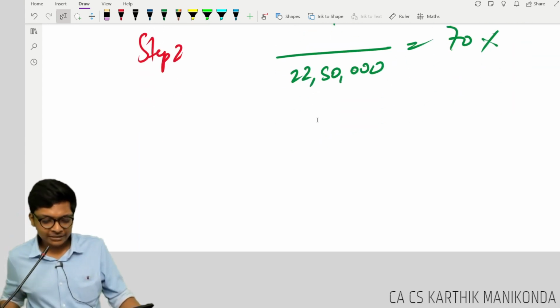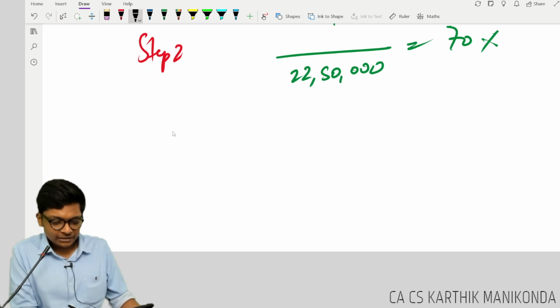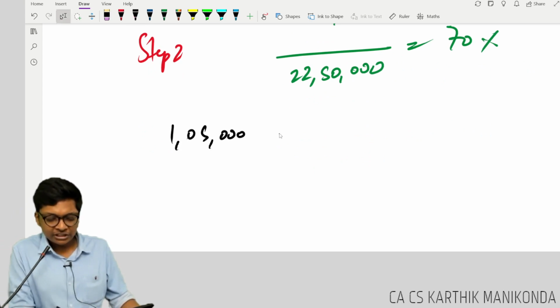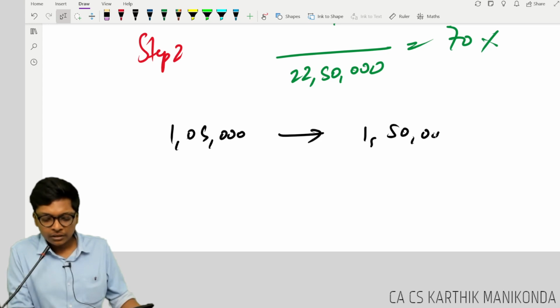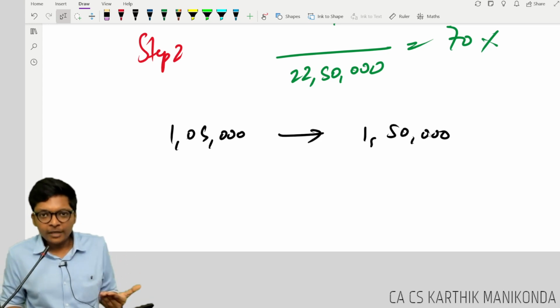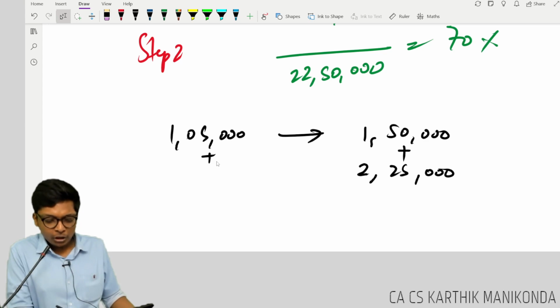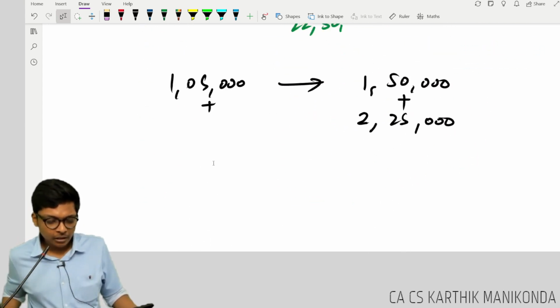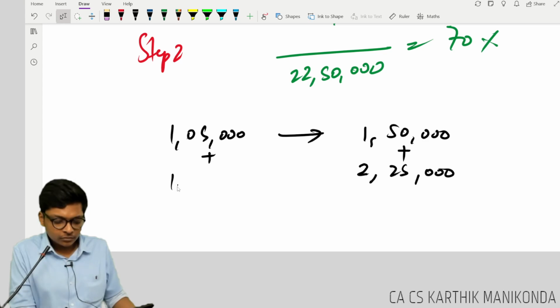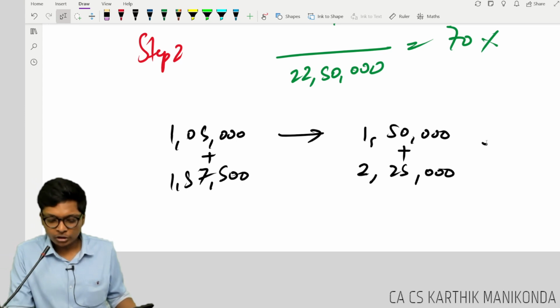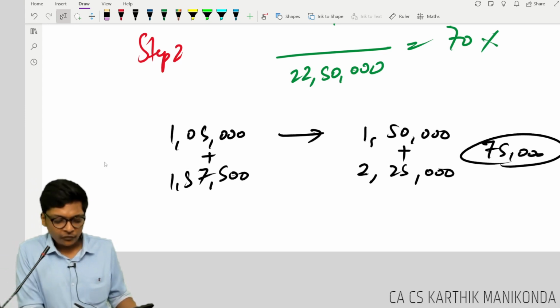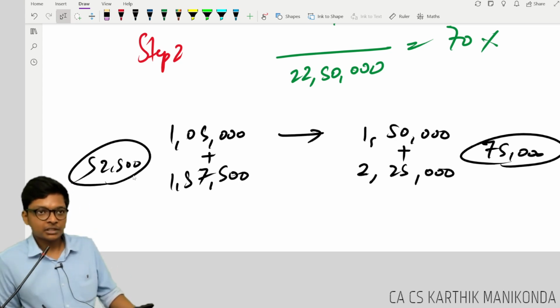I'll explain again. Look at this, guys. Before bonus, 1 lakh 5,000 shares out of 1 lakh 50. Correct? After bonus, the new share capital became 2 lakh 25,000 plus bonus. So for me also plus. After adding it will become 1 lakh 57,500. Here they added bonus of 75,000. For me I will add 52,500. Are you following, guys?